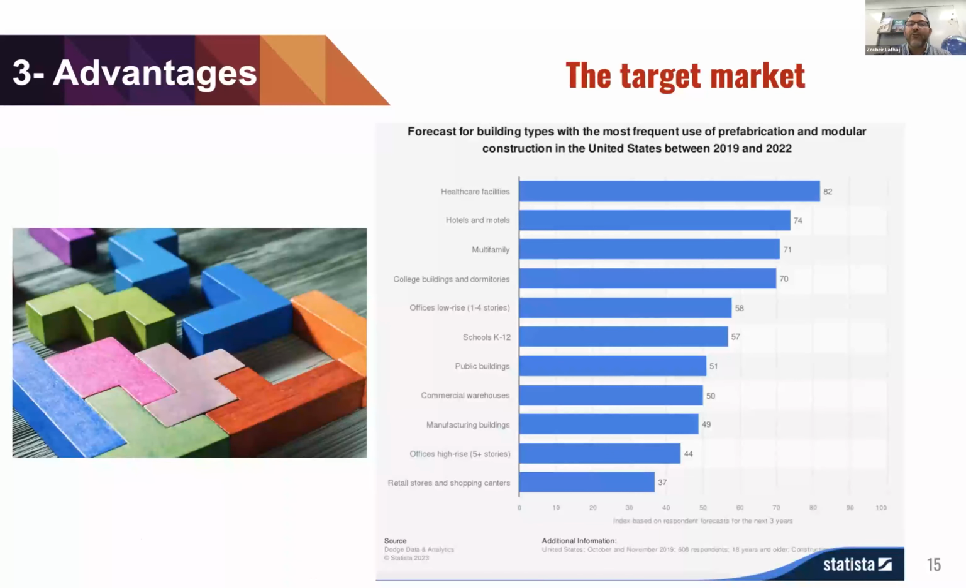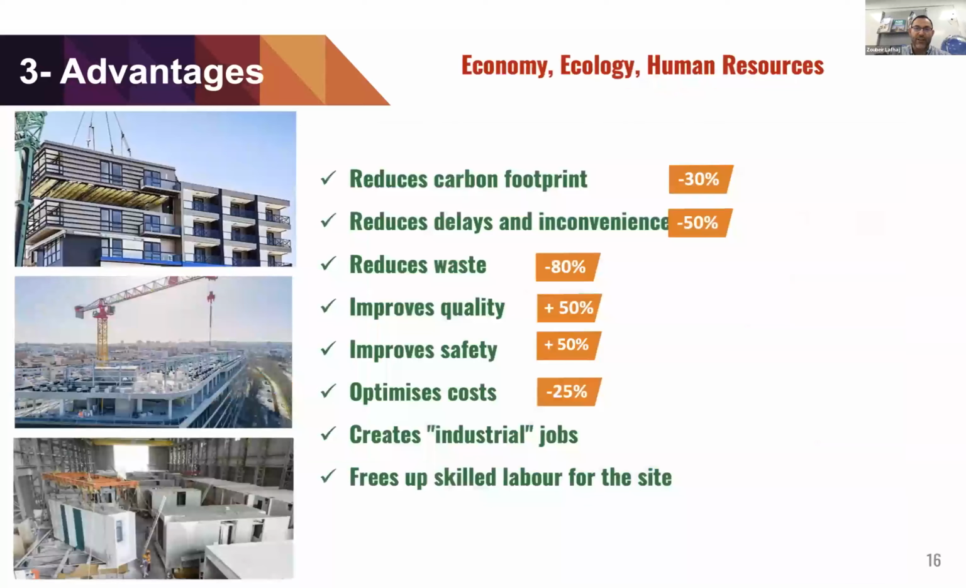Let's see here the forecast for building types with the most frequent use of prefabrication and modular construction in the United States between 2019 and 2021. Health care facilities, 80% index. Hotels and motels, multifamily, college buildings, office, low-rise, schools, public buildings, commercial warehouses, manufacturing buildings. You see this forecast for building types, which is extremely important, only since 2019. And I think, in my opinion, there are two reasons for that: climate change and also COVID, which really changed a lot of things in the work.